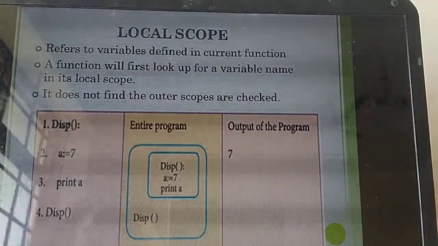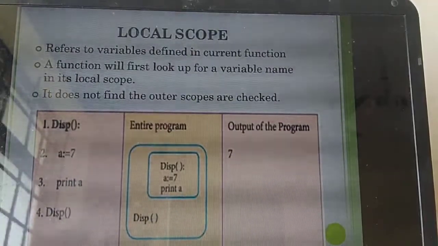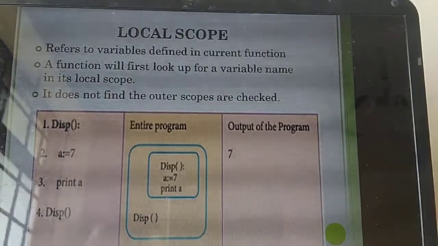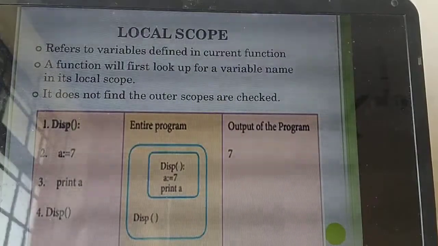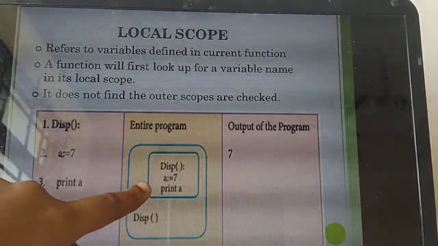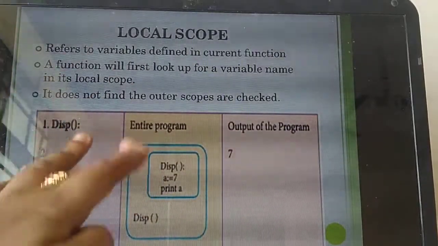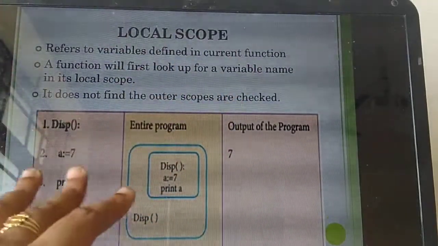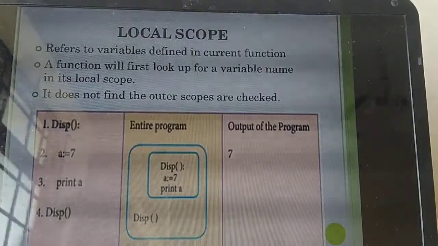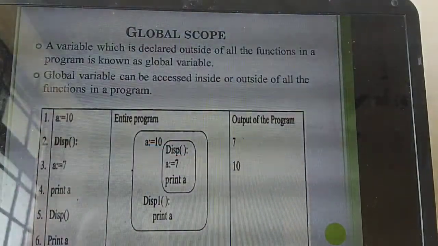Local scope means variables defined inside the current function. So it will always look up the variable present inside the current function. If it is not found, only then will it go to the outer scope. So inside the function I have defined the variable A, so it will print the result as 7. Outside the function there is nothing, no variable is there, so it will not respond. Understand now? Yes. Next, okay.